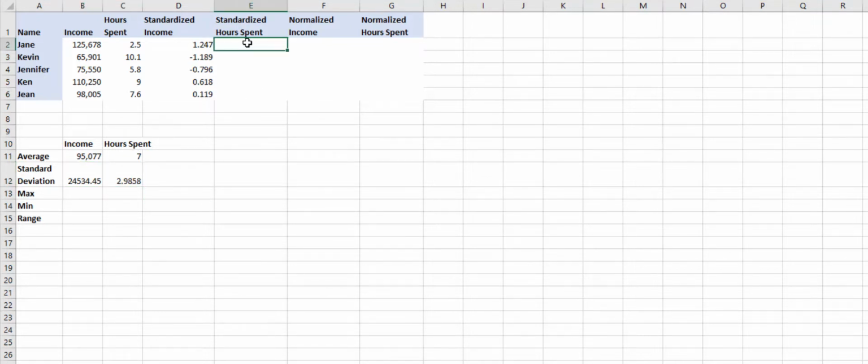To calculate the standardized hours spent, start with an equal sign and open the parentheses. Hours spent minus average hours spent divided by the standard deviation of hours spent, and then enter. So we need to fix the cells C11 by F4 and C12 so that we refer to the same cell all the time, and enter. And now we can drag down the formula. Now you can see the standardized hours spent on the table. You see that both income and hours spent have a similar scale, and therefore they will receive an equal weight when calculating the distance measure.